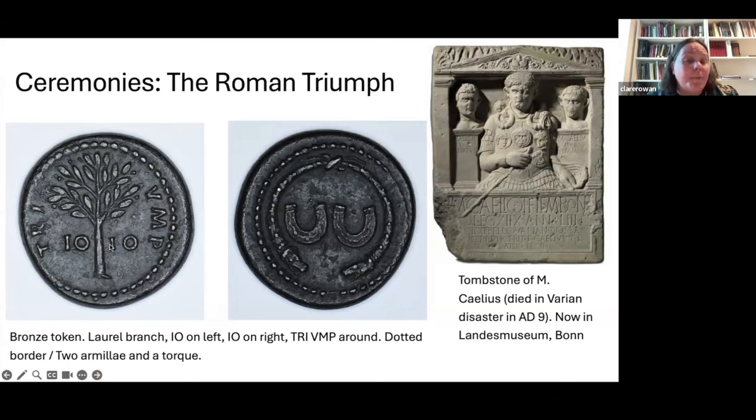The design is a laurel branch. And on the other side, what looks like horseshoes are in fact not horseshoes. These are armillae, so armbands that were given to soldiers who did well on the battlefield, and a torque as well. So these are military honors that were given to soldiers. And you can see from the tombstone I've included here, you've got the torques on the shoulders and the armbands as well. So it's a representation of a triumphing soldier.